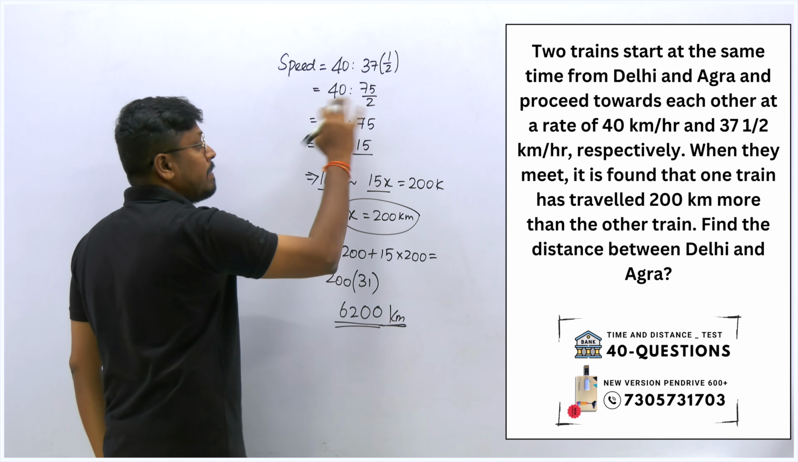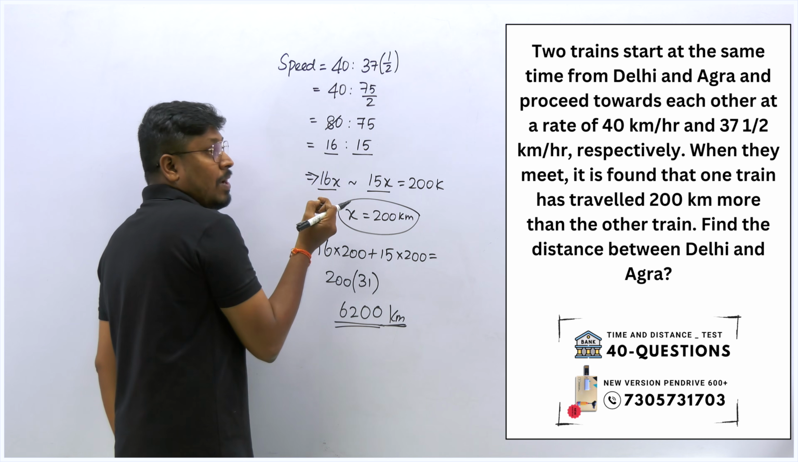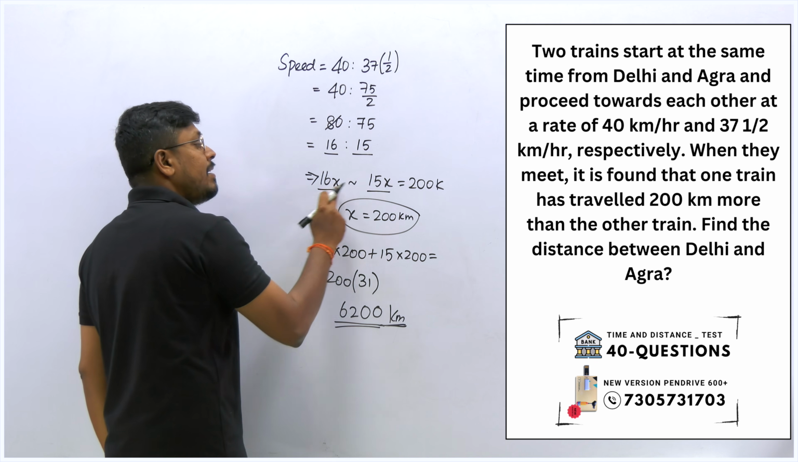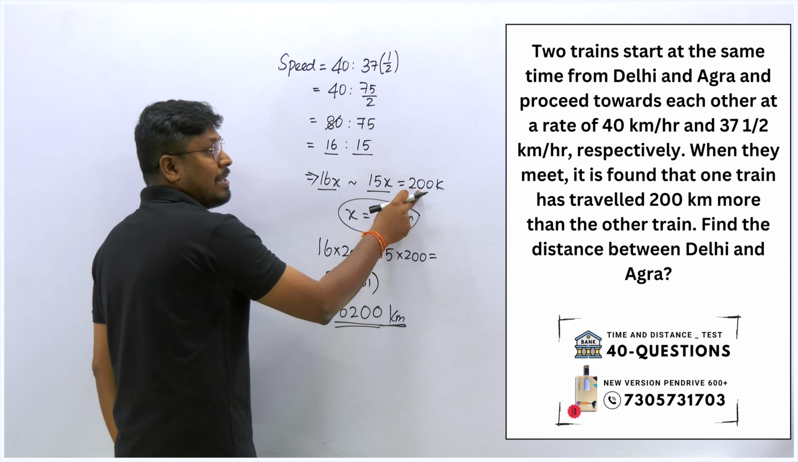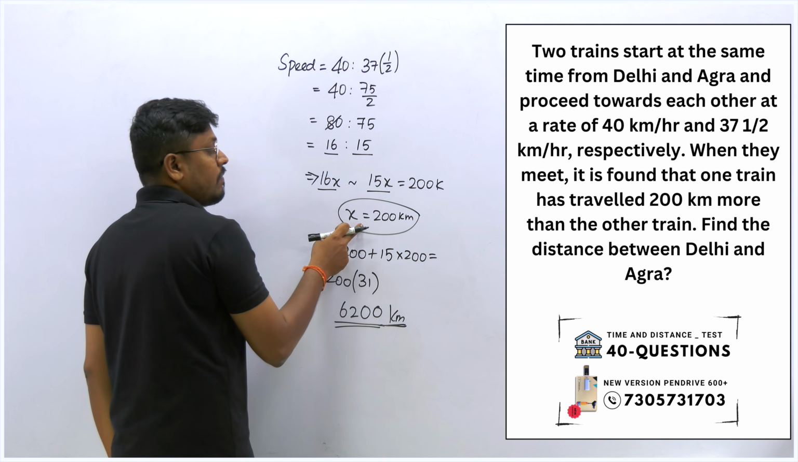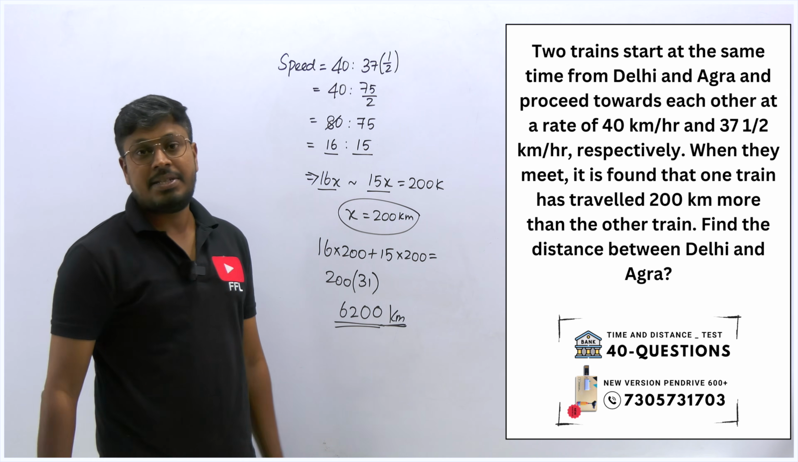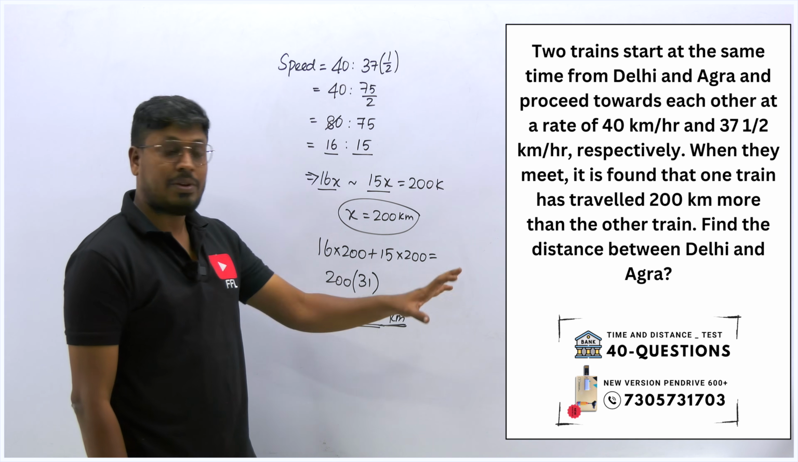So we found the speed ratio. After finding the speed ratio, they have given one important clue, the difference between the distances that were traveled. So we can say that this speed and this speed difference will be 200. So 200 kilometer will be the difference between both the trains. So we found the x value and substituted here. The resultant will be the total distance between Delhi and Agra, which will be the answer for this question.